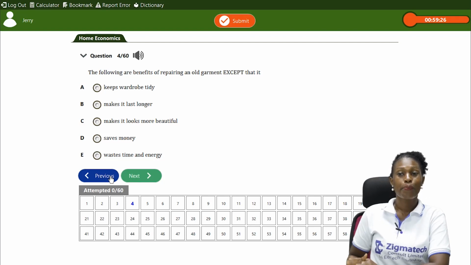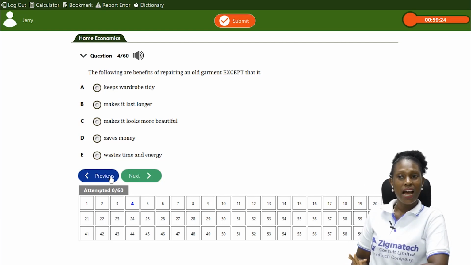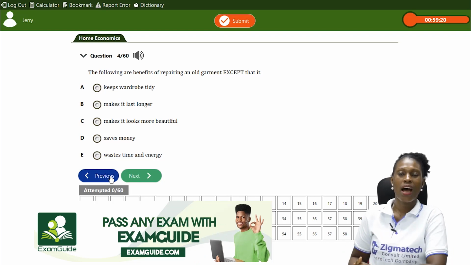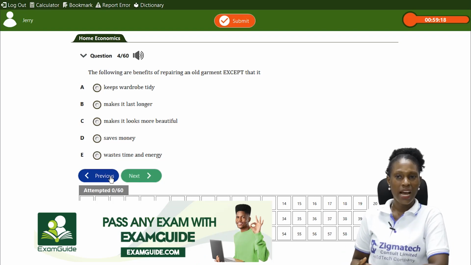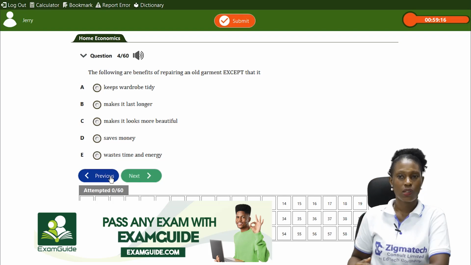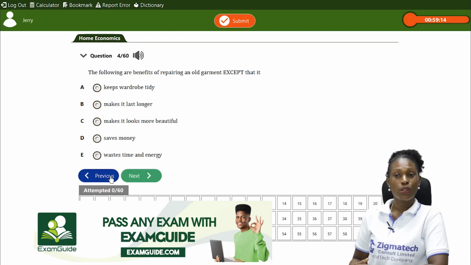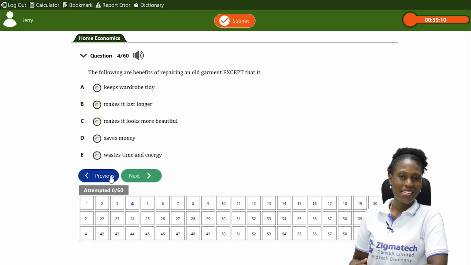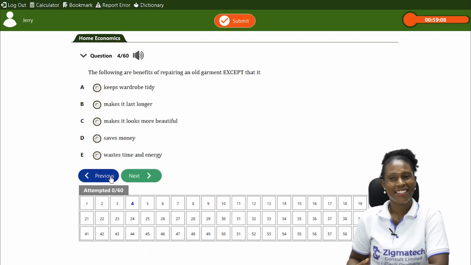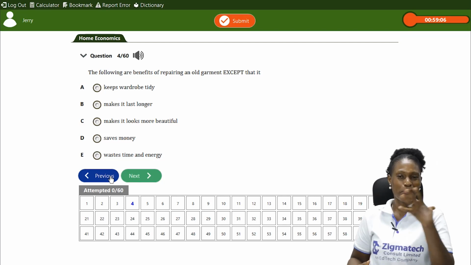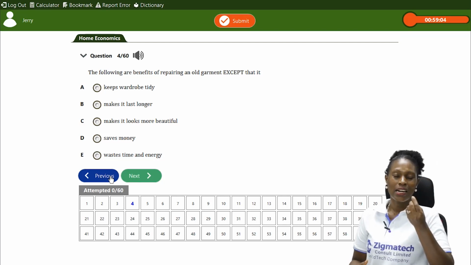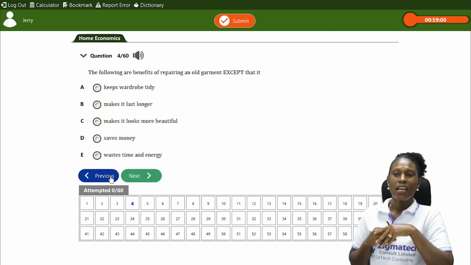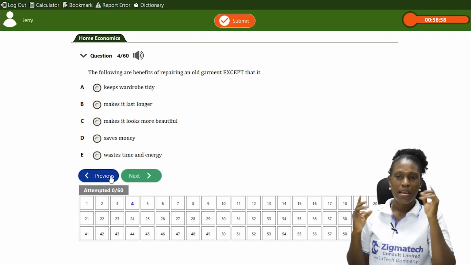The following are benefits of repairing an old garment, except that it: A, keeps a wardrobe tidy. B, makes it last longer. C, makes it look more beautiful. D, saves money. E, wastes time and energy. Okay, now we asked you some of the tools that can help you make your dress. Now, the benefits of repairing an old garment. These are the benefits, except one.